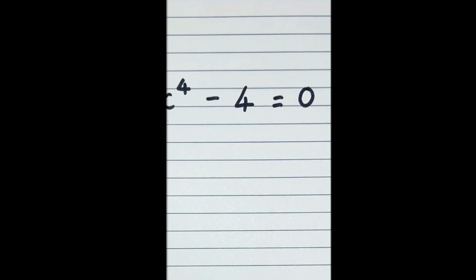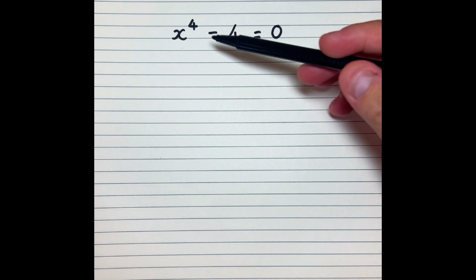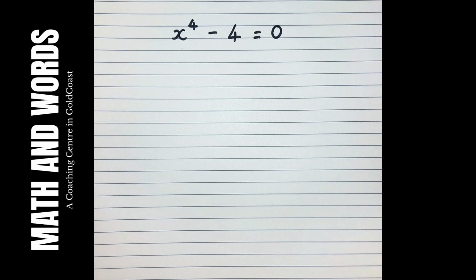Hi guys, today we have a question: x to the power of 4 minus x equals 0. We need to solve for x, and since it is x to the power of 4, we know that x has to have 4 solutions. So let's go ahead and answer this question together.